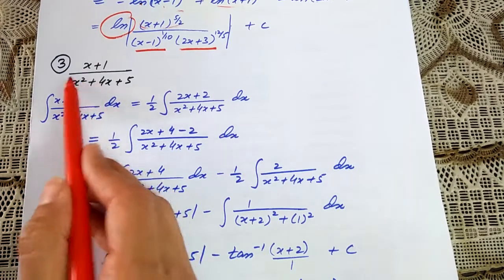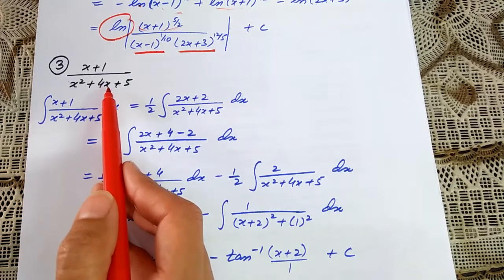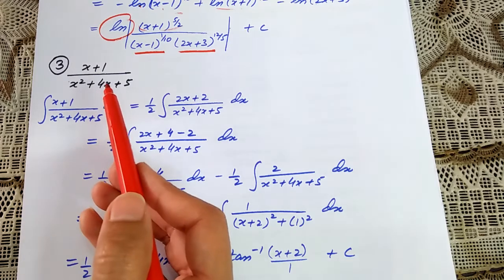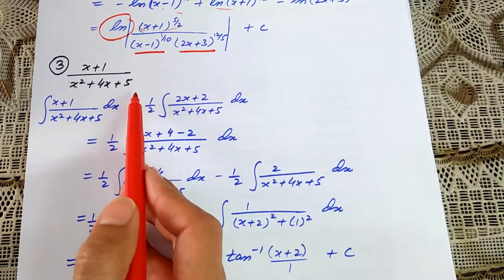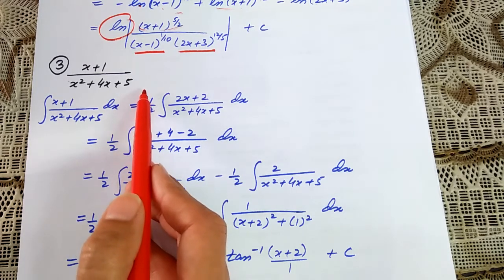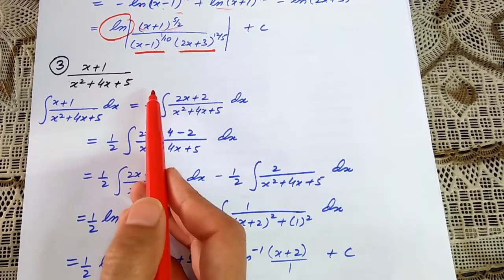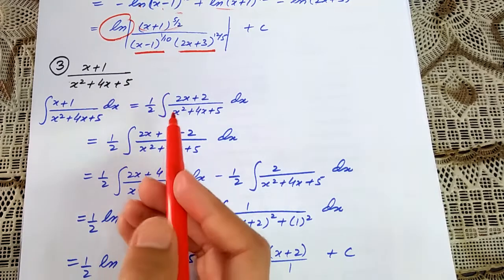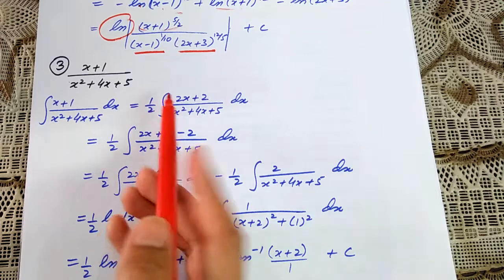Question number 3. x plus 1 over x square plus 4x plus 5. This can also be solved using the partial fraction method, but if you avoid the partial fraction method, you can easily solve this question without applying it. If you have any method other than the partial fraction method, then just apply that, because the partial fraction method will be lengthy and you will need enough time to solve it in your exams. So just use the other method if it is in your mind. Otherwise, you have no choice but to apply the partial fraction.